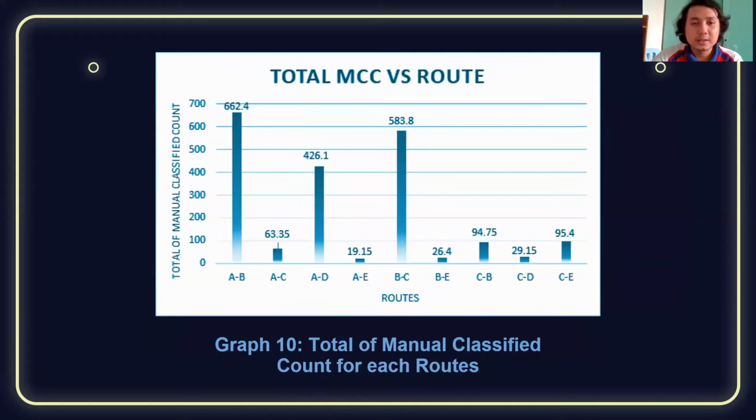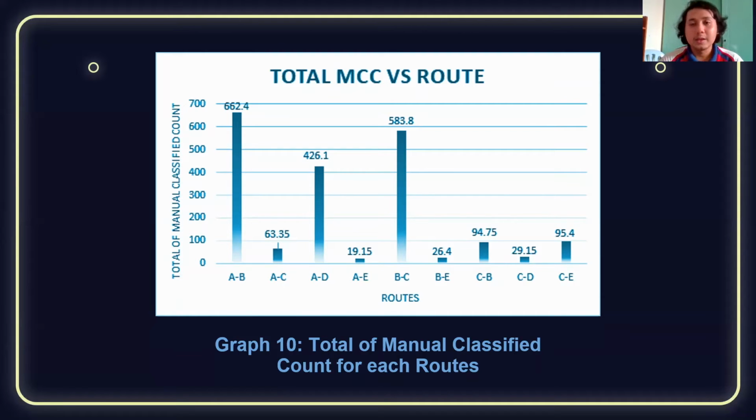Graph 10 shows the total manual classified count on each road. So is this data important? Yes, the data is important because from the graph we see that road AB has 662 for the MCC, which means that the volume of vehicles on that road is high and there will be traffic congestion.